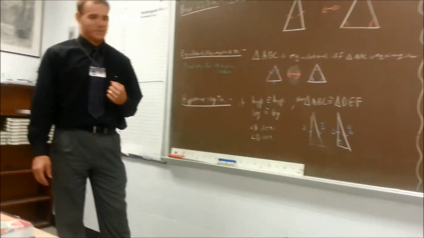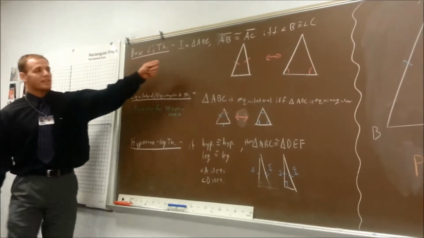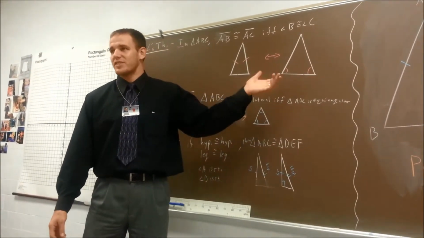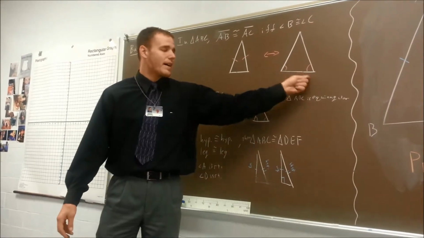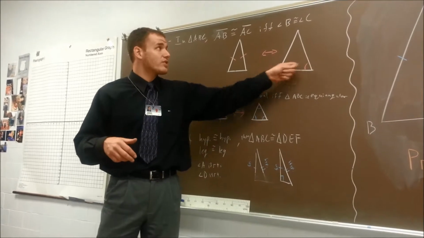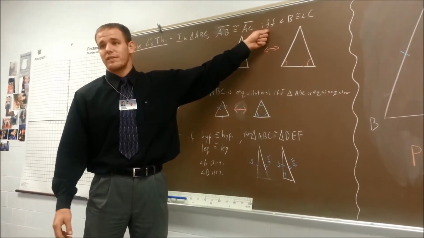All right. So, the base angles theorem. If the legs are congruent, then the angles are congruent. This is an isosceles triangle. If two legs are congruent, then the bottom angles are congruent. It also works going backwards. If two angles are congruent, then the legs are congruent. That's what the if and only if means.